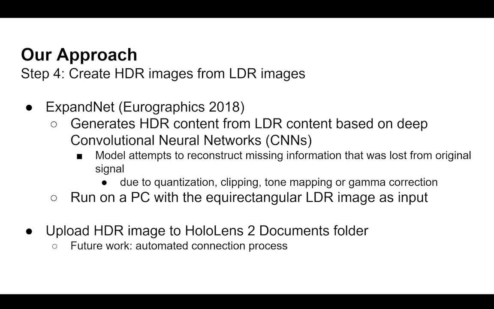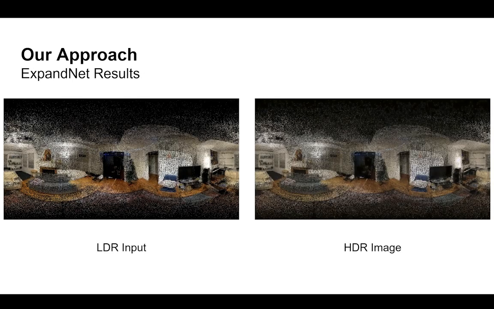After ExpandNet generates our HDR image, we manually upload it to the HoloLens 2 document folder. But in the future, we plan on automating this process through connecting the output of ExpandNet directly to the HoloLens. You can see here how ExpandNet performs on a traditional LDR image. The right image is tone mapped to HDR output of the equirectangular LDR image, with the light sources estimated accurately. The wooden floor in the 2 images is a good reference for comparison.